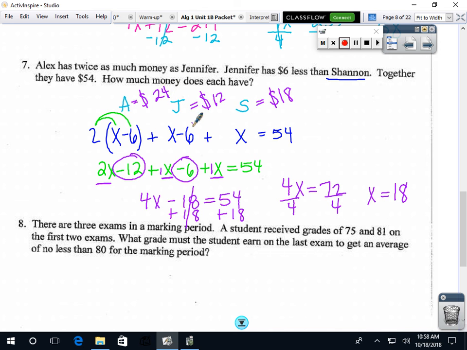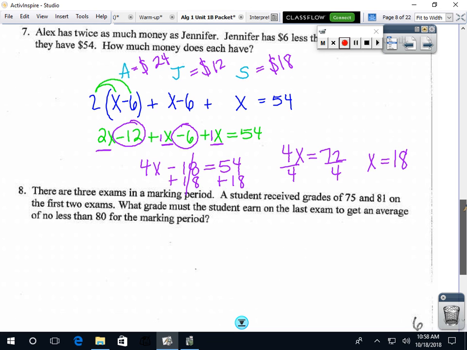And then does that make sense? Is 24 plus 12 plus 18 really 54? Yes. Okay, so go and copy that, and then we'll get number 8 started.